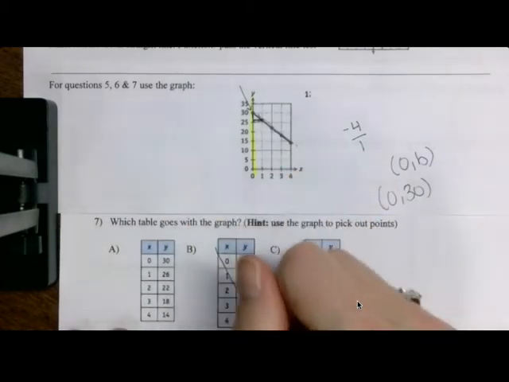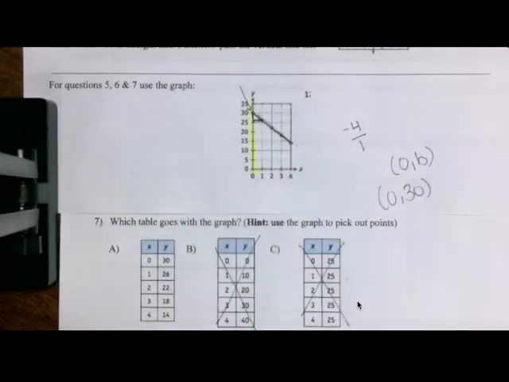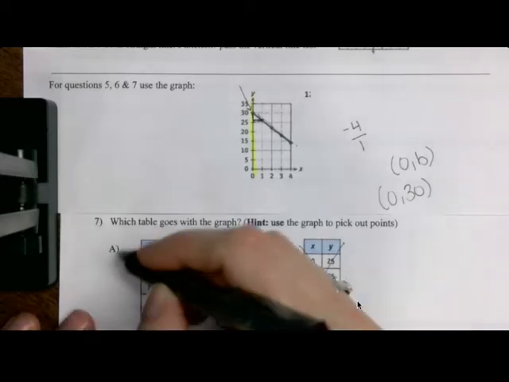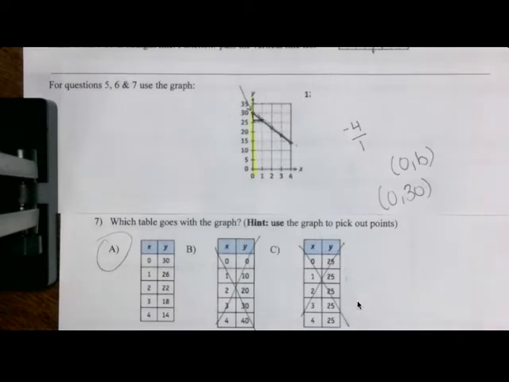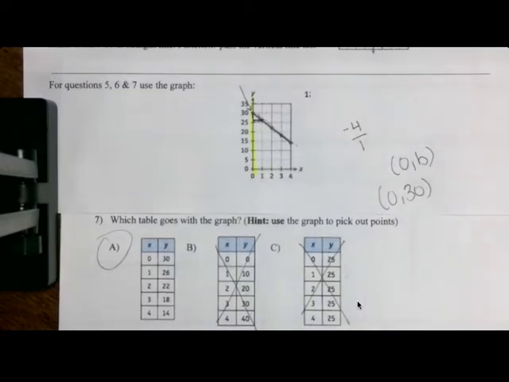So again, which of these graphs has a starting value of 0, 30? A. So that's out and that's out. Again, the other way to look at it is if it's negative 4, right? The first one would be 4 less than the previous. 4 less, 4 less. Okay? So that's questions numbers 5, 6, and 7.